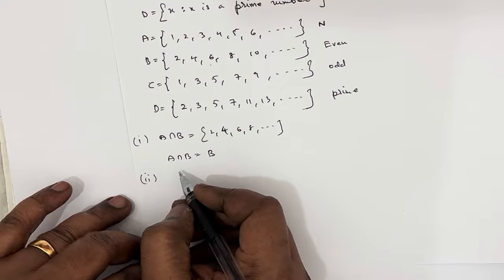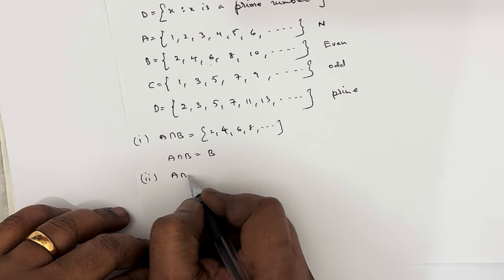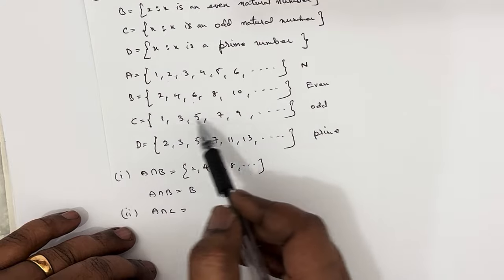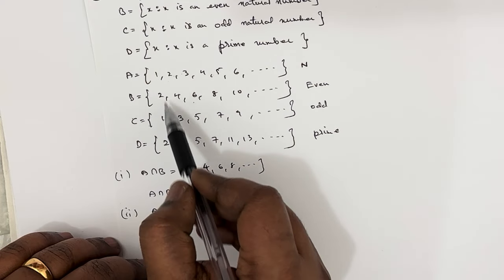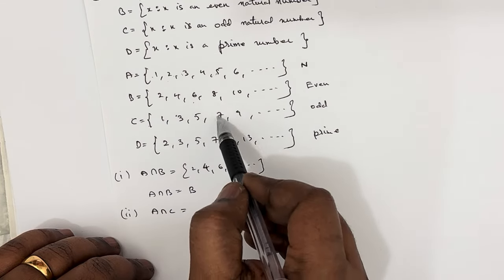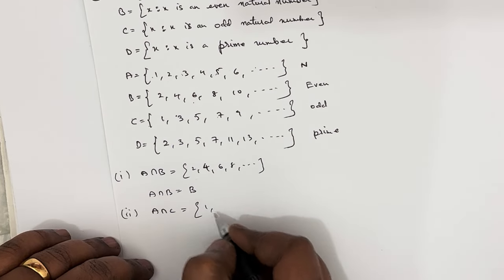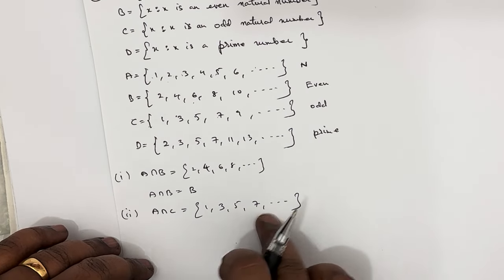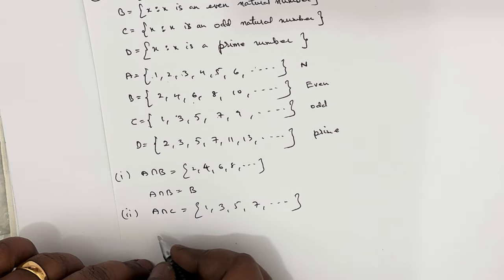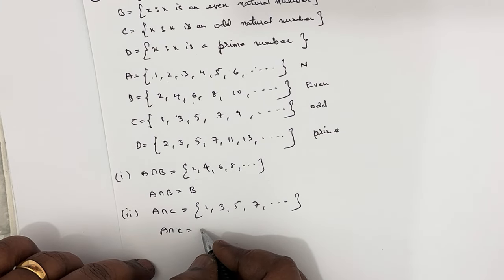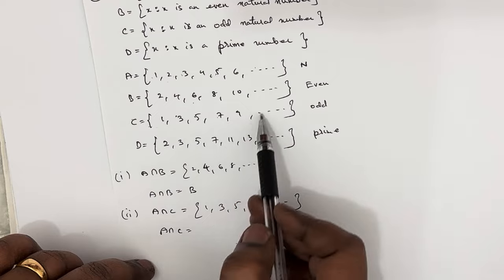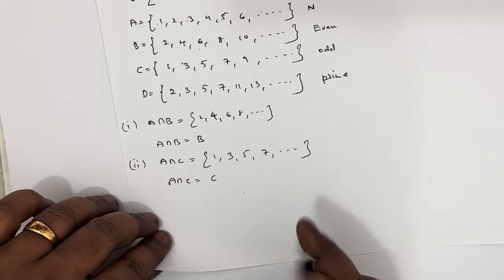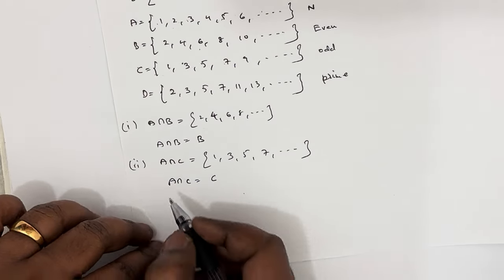So second one, a intersection c. A is natural numbers, c is odd numbers, so here common is 1, 3, 5, 7 and so on. All the odd numbers are common here, so you can simply write a intersection c is equal to c, because you have all the common odd numbers.